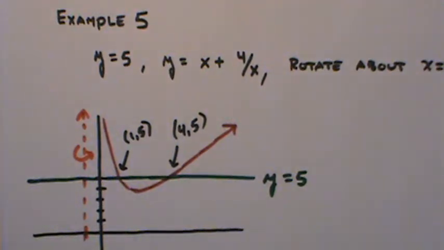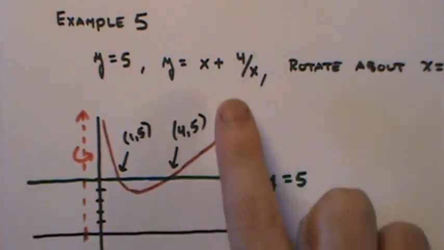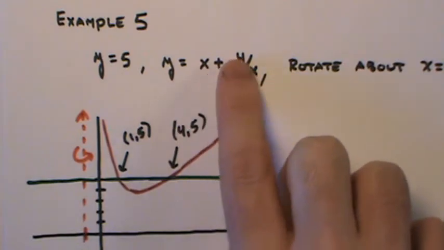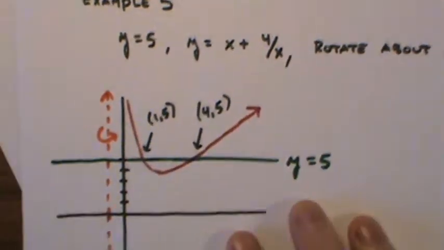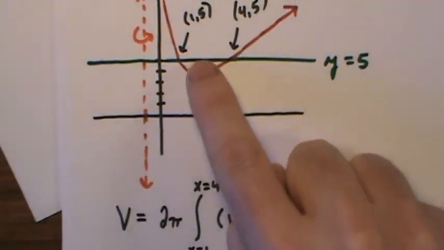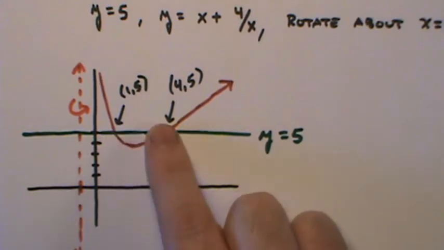Now hopefully with this example 5, it starts to make sense about how we're setting the radius up for each of these shell methods. I have my curves. I have a line that's y equals 5. I've got this strange curve, that's a hyperbola, y equals x plus 4 over x. So part of the curve is here, part of the curve is going to be down here, but I'm not interested in that because I only need the region that's contained by the curves. So that's this little nub right here.